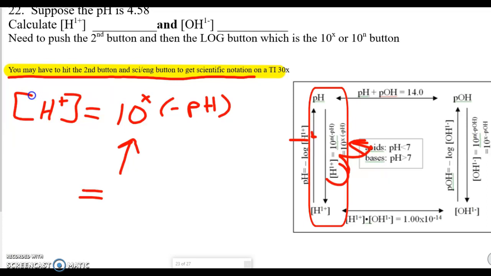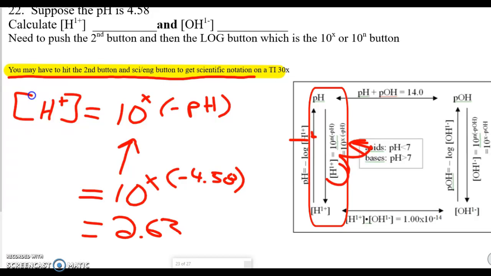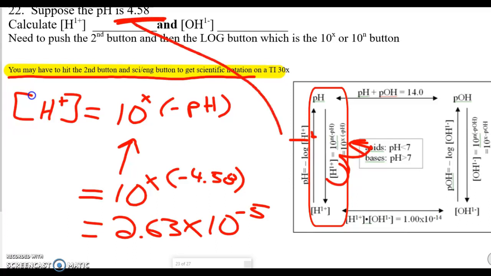So you hit the second button and the log button, and that gets me the 10^x. Then I put negative, my pH is 4.58. I hit enter on my calculator, and I'm going to get a hydrogen ion concentration of 2.63 times 10 to the negative fifth. That's my hydrogen ion concentration. My pH is 4.58, so I would expect my exponent to be around that, and 5 is around that. So it's a nice little double check.